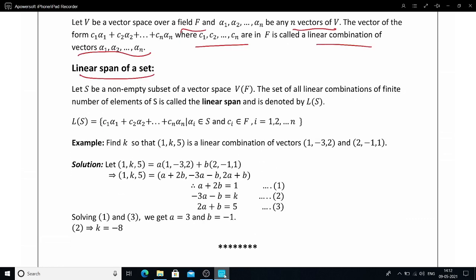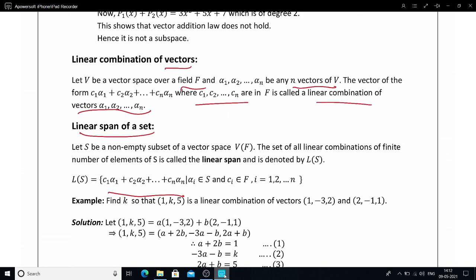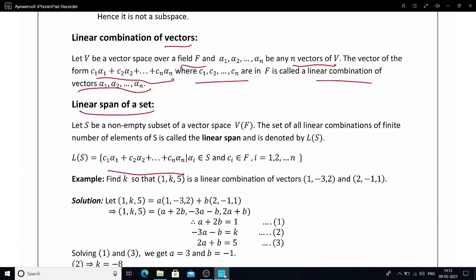Linear span of a set. The set containing all linear combinations is said to be the linear span of a set. Linear combination means we see only one combination of vectors. If the set contains more than one linear combination, we call it the linear span of a set.